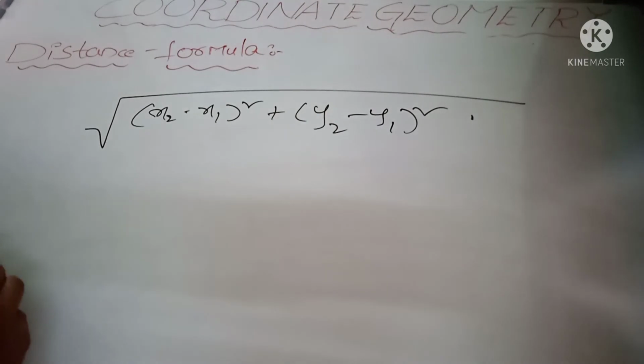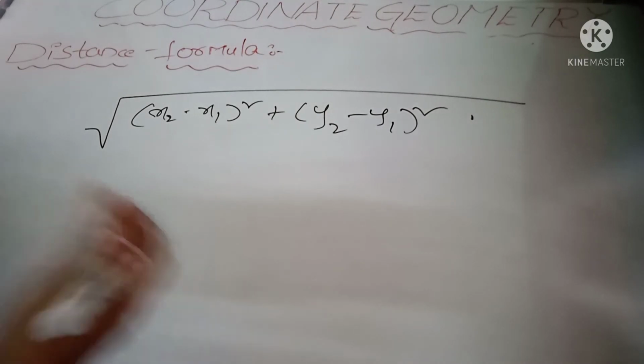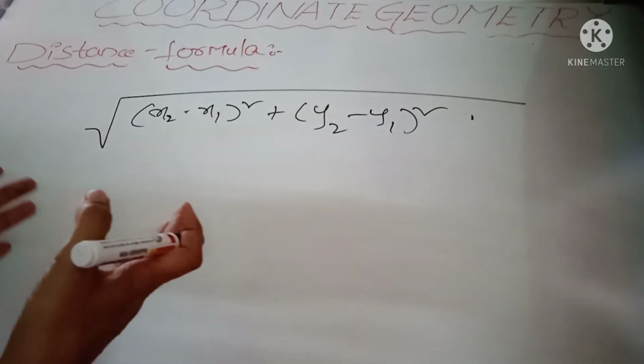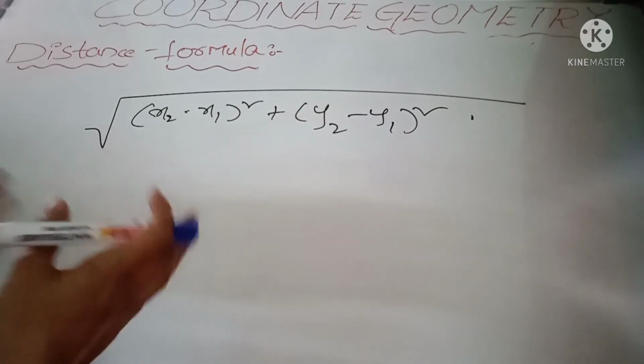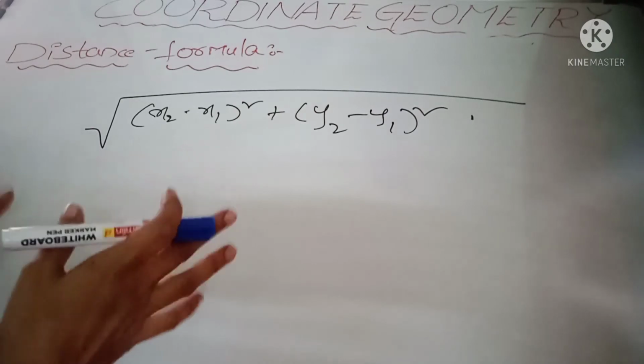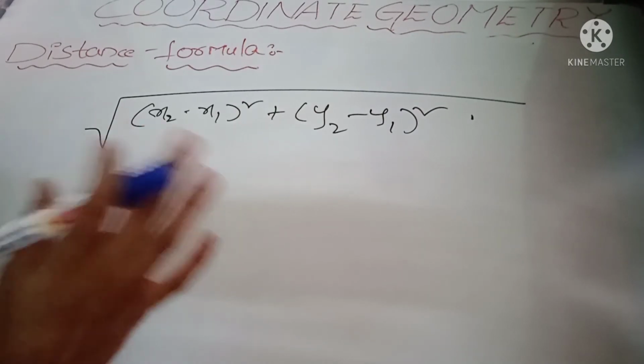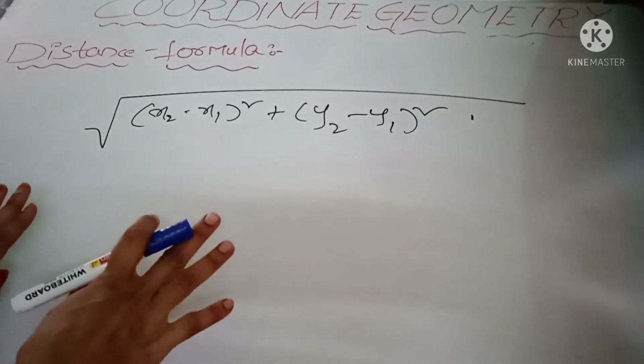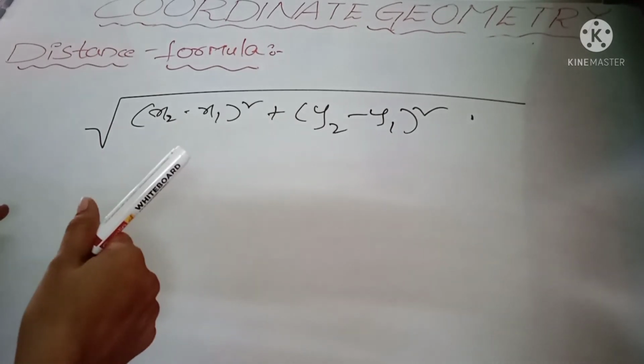Oh my god, madam, this formula is very lengthy. We can't remember this formula. It contains x values, y values, y2, y1 squares and also an under root. Madam, this is very difficult for us to remember. We cannot remember this, madam. Please, madam. Are you thinking like this?